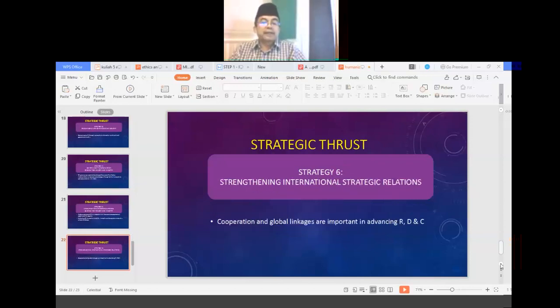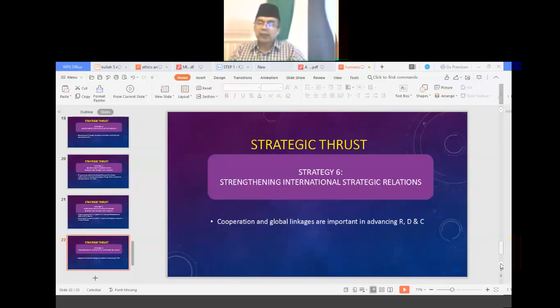The last strategic thrust is to strengthen international strategic relations. We believe that whatever new food that we prepare, for example, whatever new discovery that we have, if we want to keep this new advancement in our society, the Malaysian population, we have only 32, 36 million now. So if we manage to produce some new products, the amount of product that we are going to sell is very limited.